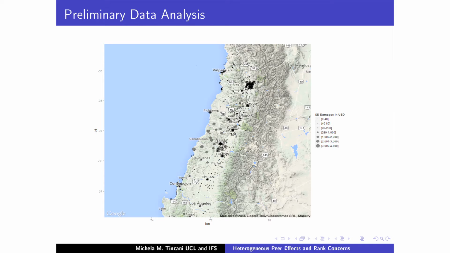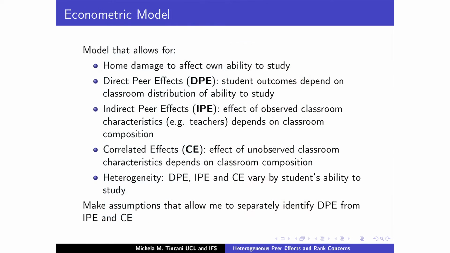One, there's a lot of dots, which is good. A lot of data points. Two, these dots have different sizes. Each size is a certain level of variance of seismic intensity. Three, you see dots of different sizes close to each other. So I will find schools that look very similar in a lot of ways, but they have different variance of damages. So the econometric model has to allow for home damage to affect own ability to study.